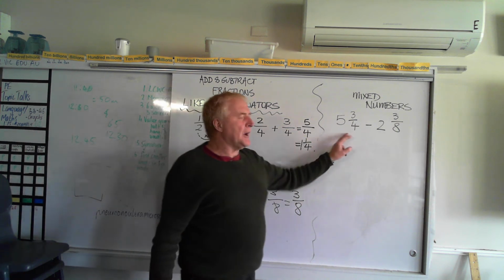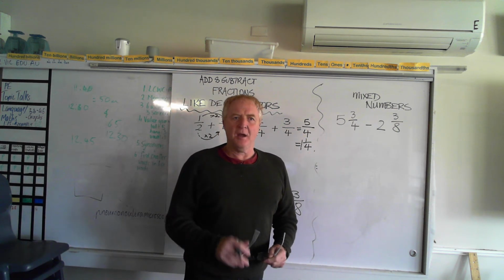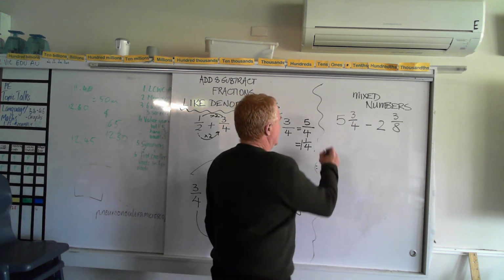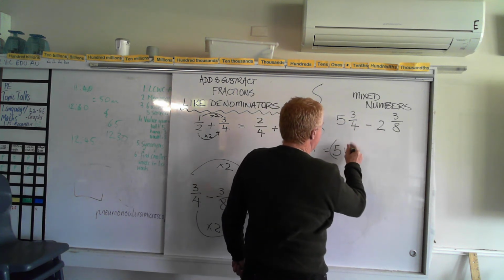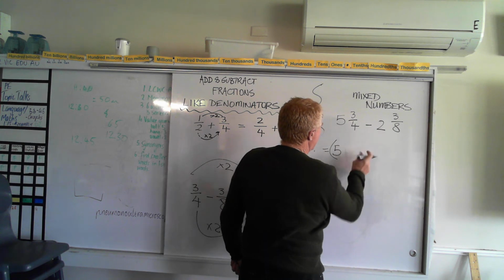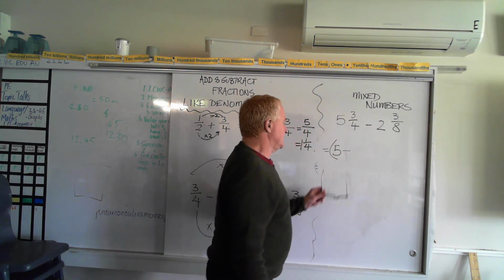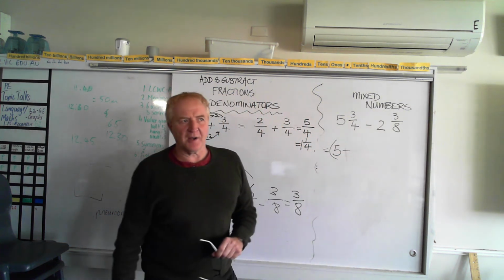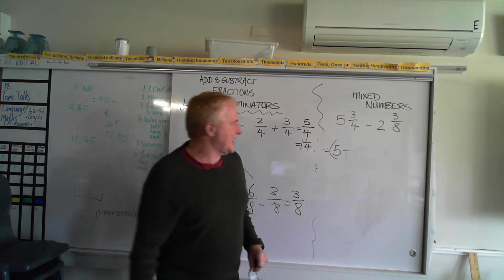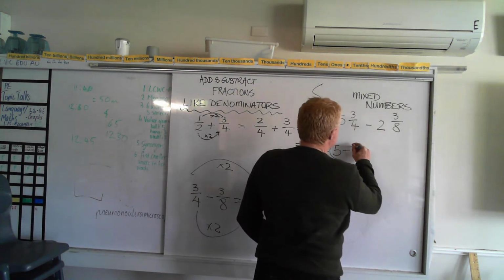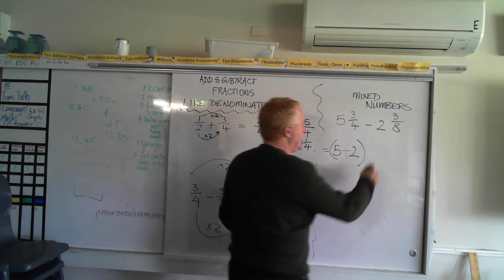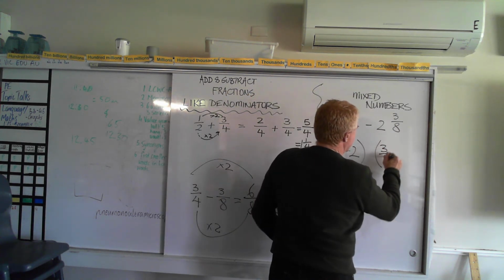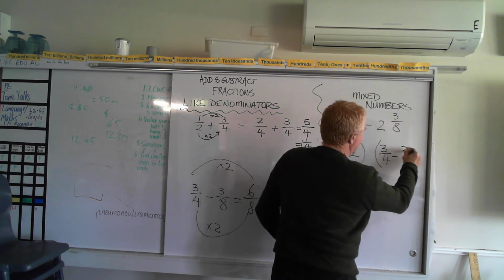Now, we're going to use the same process. First thing, get our numbers together, our whole numbers. Remember this though, this is a takeaway equation. So, we've got to use takeaway. 5 take 2. And over here, it'll be 3 quarters take 3 eighths.